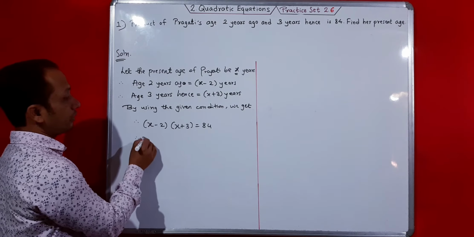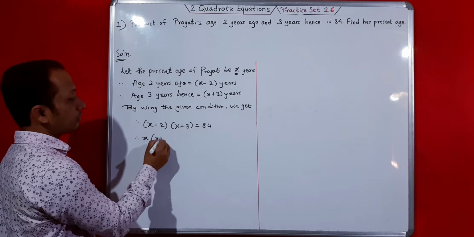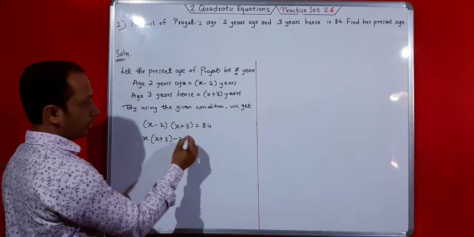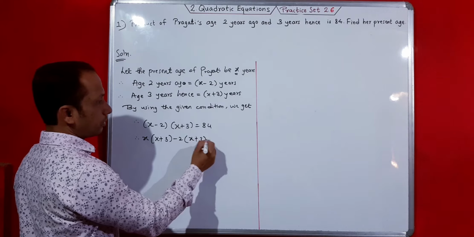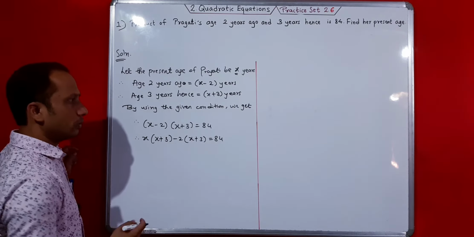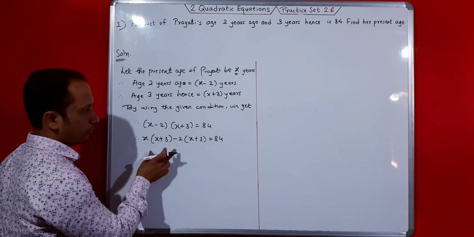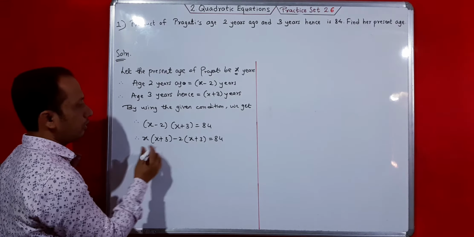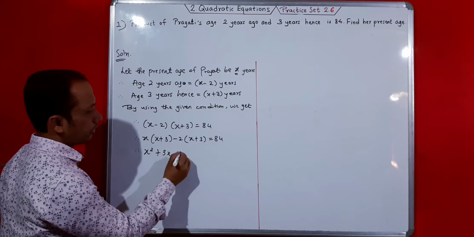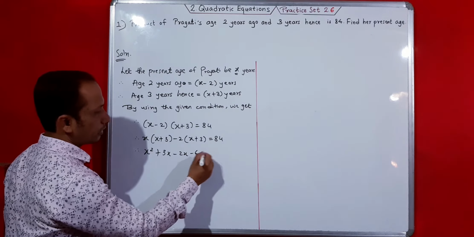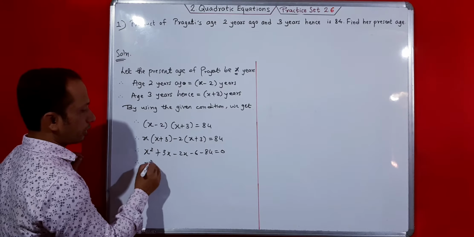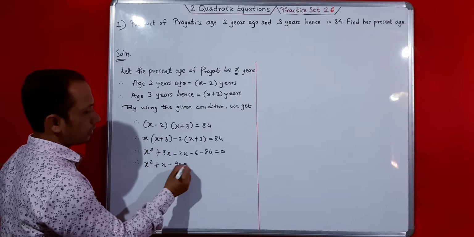Therefore (x minus 2) into (x plus 3) equals 84. You know that factorization; factorization is one of the types of polynomials. How to separate this? x into x gives x square, plus 3x, then minus 2x and minus 6, and this minus 84 I will take to the LHS. So I'll get x square plus x minus 90 is equal to 0.